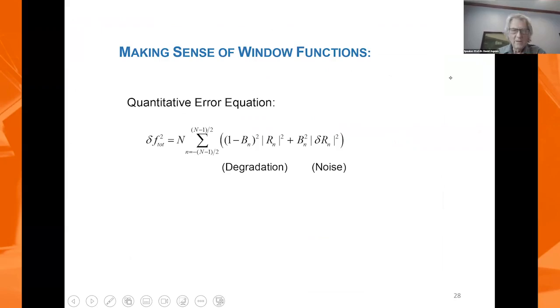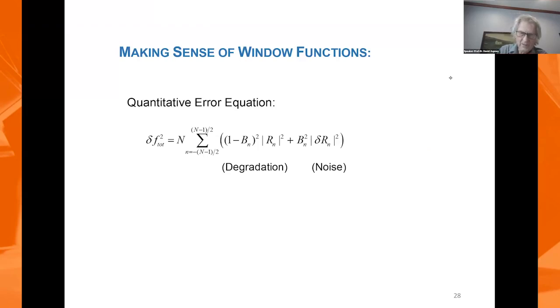So in the first case over here, if B is equal to 1, then you don't degrade your signal. But if B is equal to 1, check your second term out, you pass all the noise. And so you're not doing any filtering. On the other hand, if B is 0, you want to kill all the noise. It turns out you killed the signal as well. And so that doesn't work either.